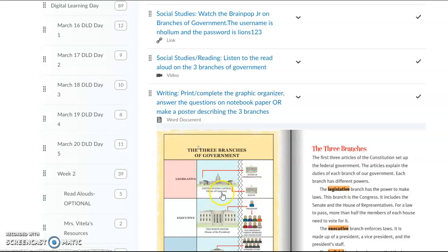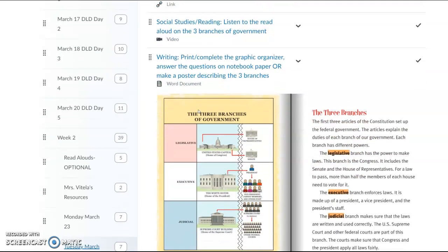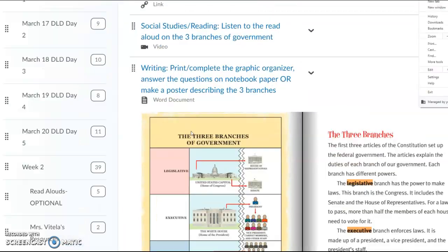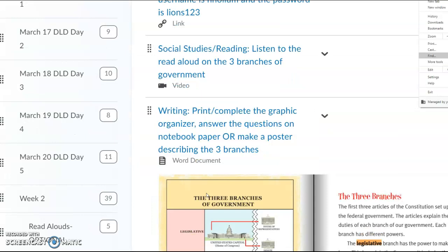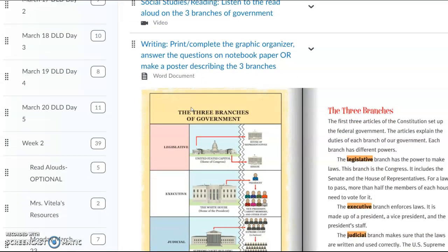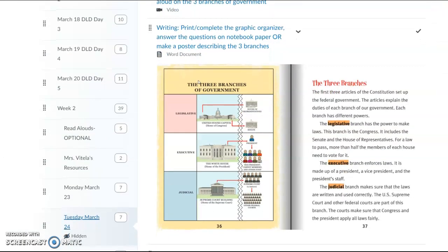And the writing assignment has this passage that is attached to it. The first thing you're going to do is read this passage that talks about the 3 branches of government. Now I'm going to go ahead and read with you, and I need you guys to read along with me. Okay, ready? The 3 branches.